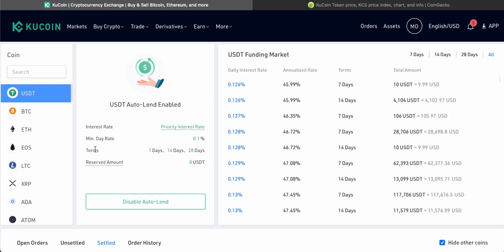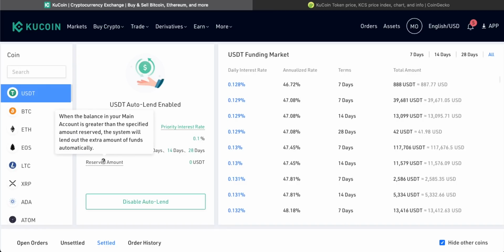Then when it comes to terms, you can actually choose which terms that you would want to go ahead and trade with. I've selected all of the terms here, so 7, 14, and 28 days. Like I said, borrowers on KuCoin can pay back loans early, which makes the terms pretty much irrelevant.